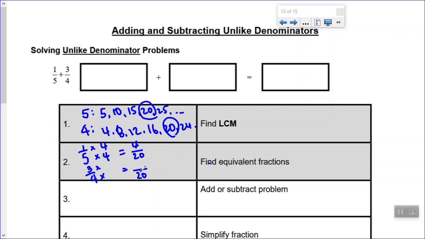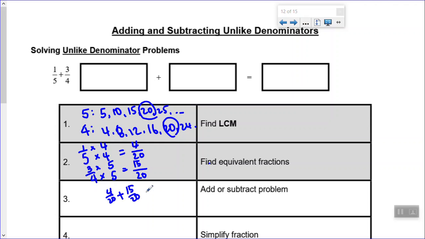5 times 5 makes 25... We'll multiply by the same number. 3 times 5 is 15. And then you add or subtract. So 4/20 plus 15/20.